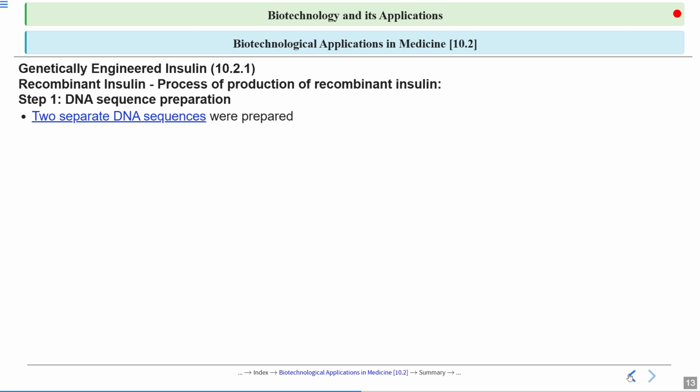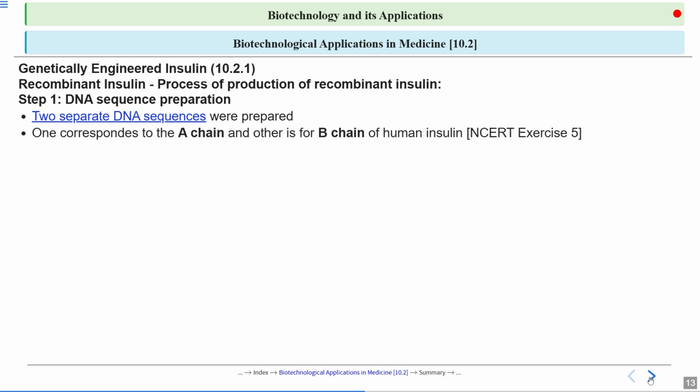They won't synthesize the C peptide. They will take the DNA sequences for synthesizing the A peptide and B peptide, and later join them by disulfide bonds. So then there will be no role of C peptide, and there will be a mature hormone. Two separate DNA sequences were prepared, one corresponding to the A chain and the other to the B chain of human insulin. This point should be noted because from this slide you can answer NCERT exercise question number 5.